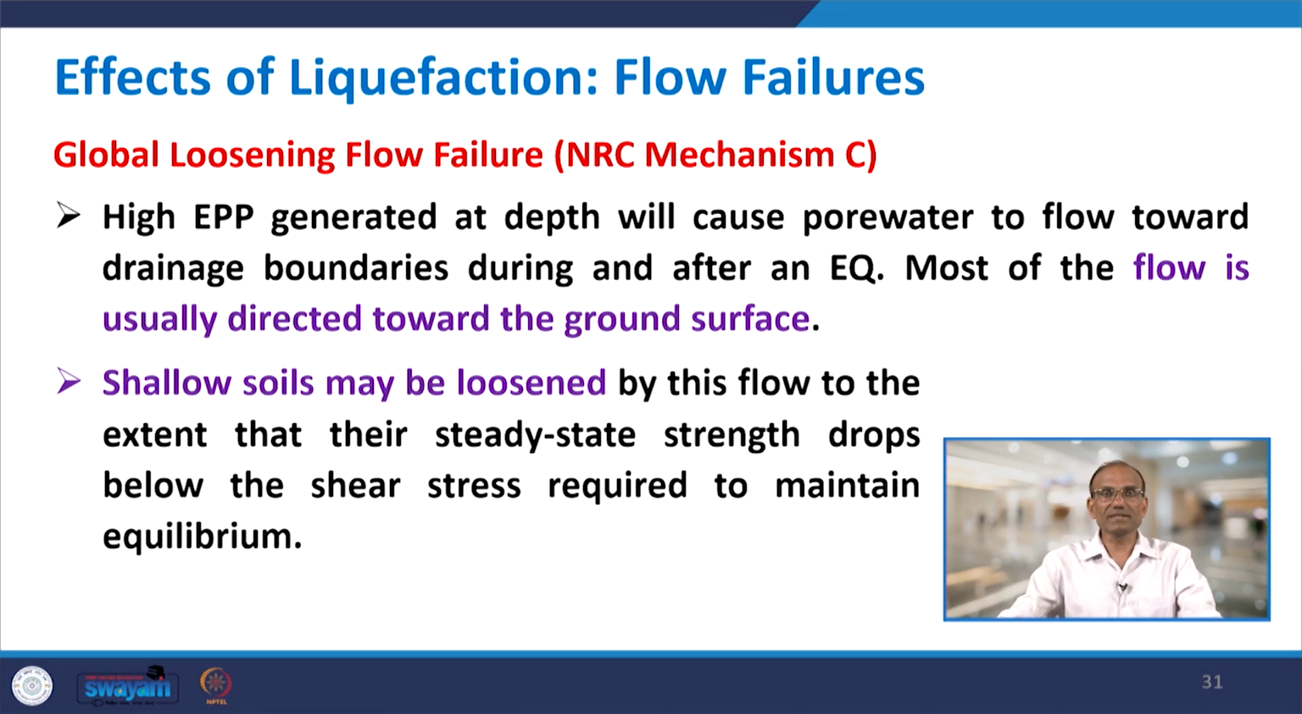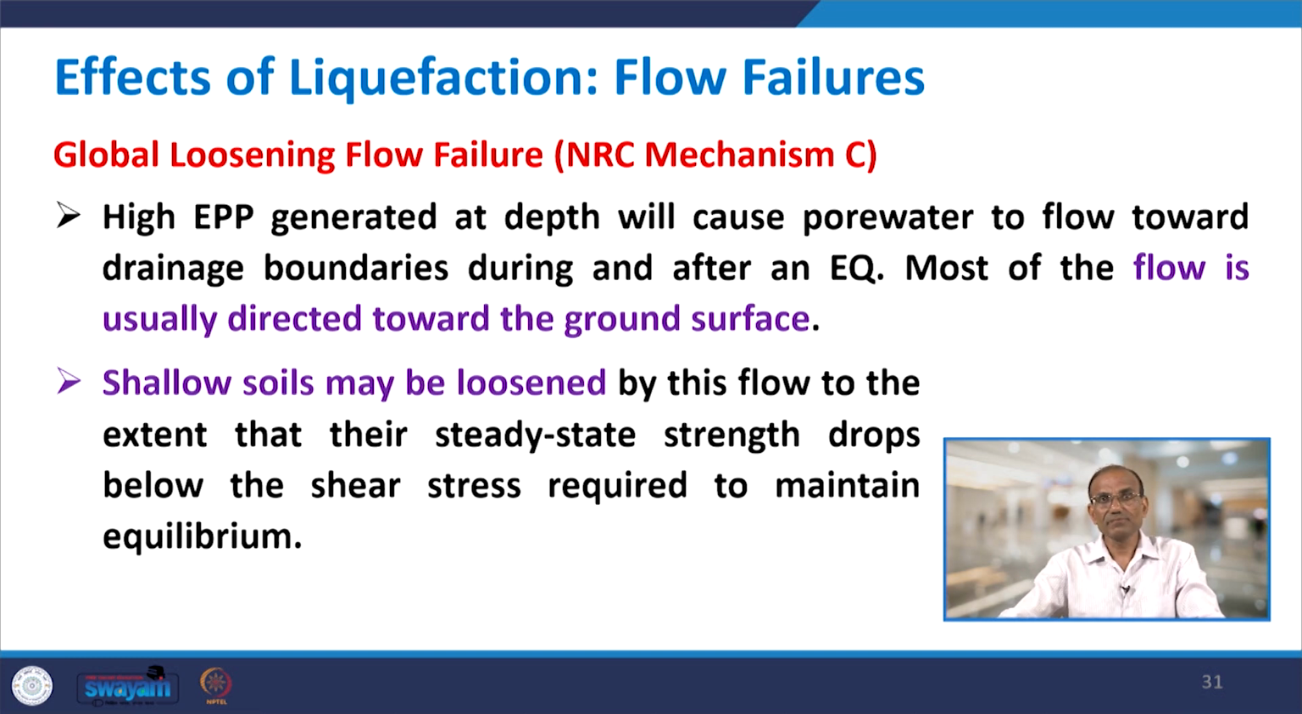We have discussed two mechanisms related to flow failures, which is based on the NRC recommendation. Mechanism A and B have been already discussed. Now, we are going to discuss NRC mechanism C, which is global loosening flow failures. In this case, high excess pore pressure which is generated at depth will cause pore water to flow towards drainage boundaries during and after an earthquake. Most of the flow is usually directed toward the ground surface, and this is happening because there is a development of high excess pore pressure.